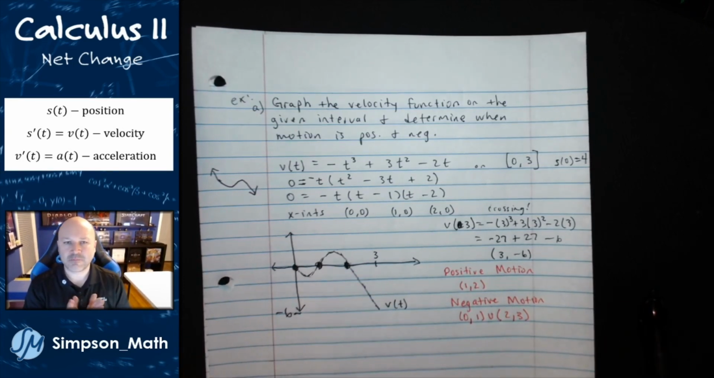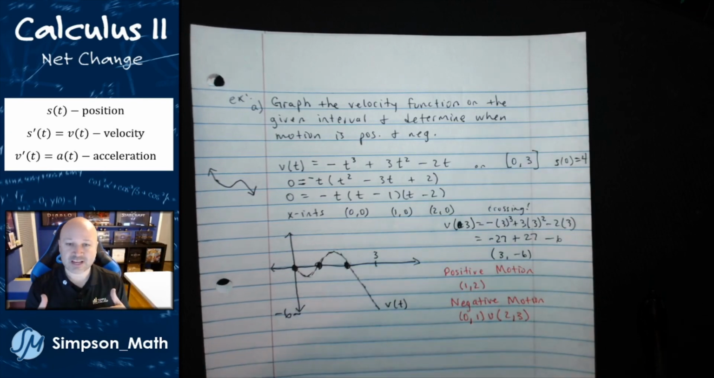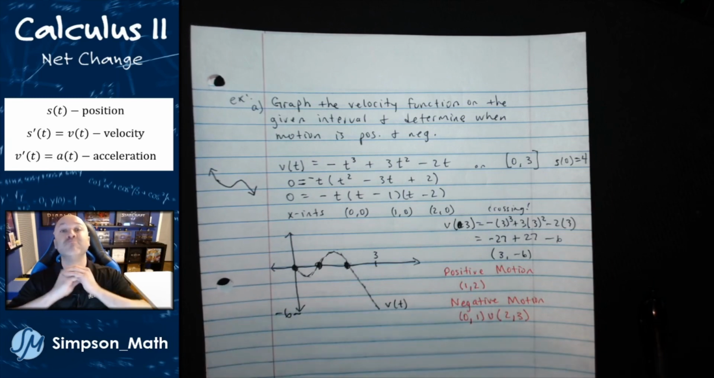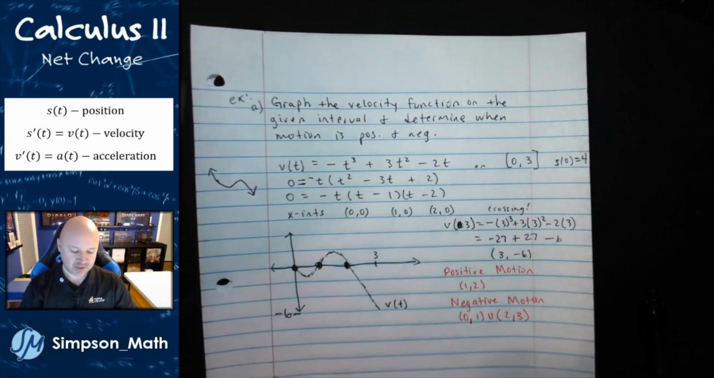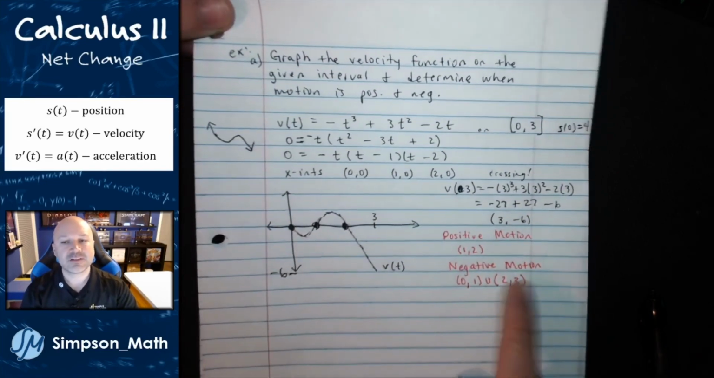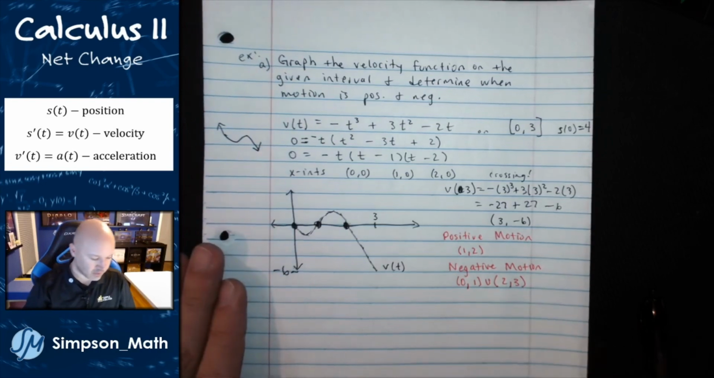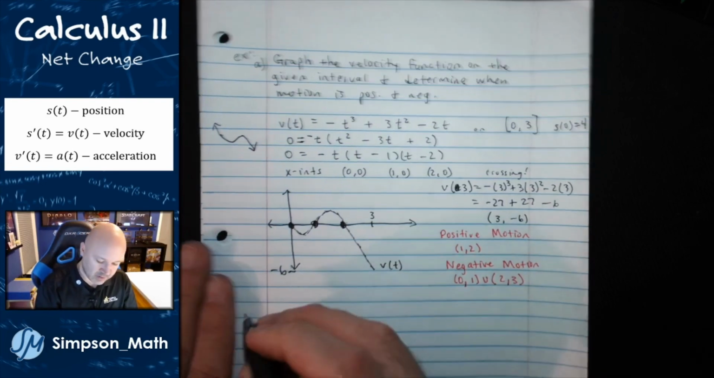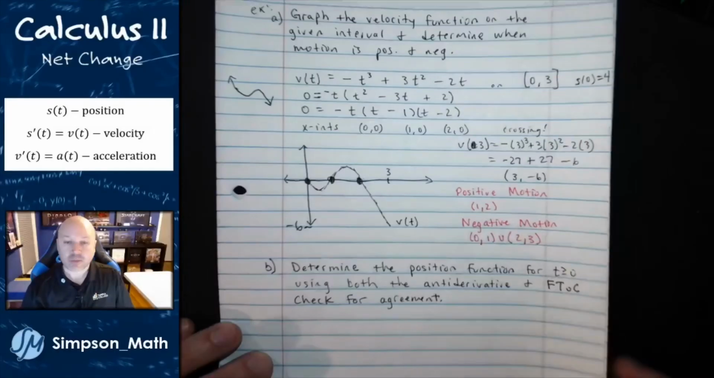Okay, I've answered part A. I graphed it on that interval based off whether the velocity function was above the x-axis or below the x-axis. I was able to tell when the object was moving in a positive direction versus moving in a negative direction. This is a velocity function, but I'm able to talk about the position function. All right, let me throw in a part B.